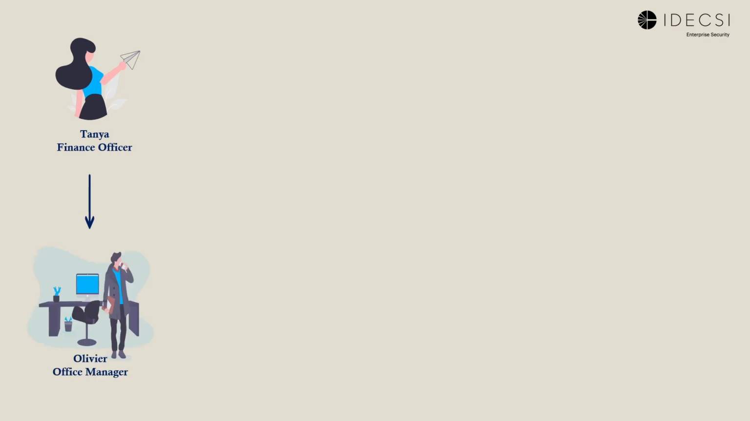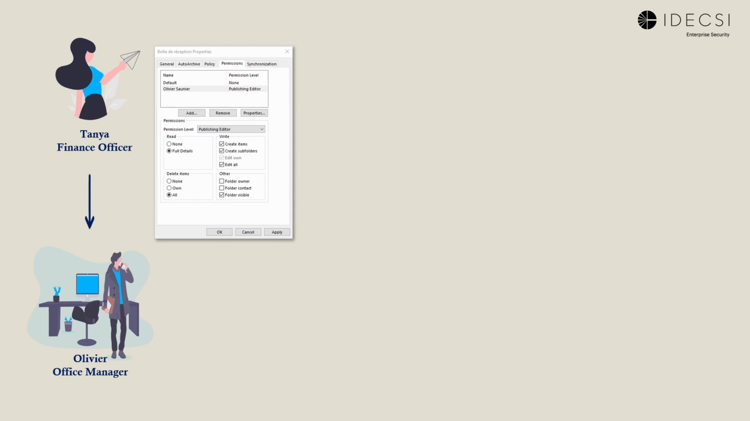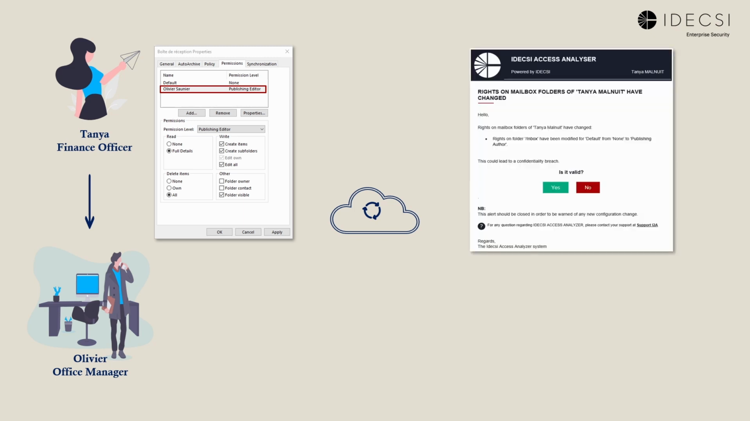Let's take an example of Tanya, who is the finance officer, and a permission is given on her inbox for Olivier, the office manager. The permission given is publishing editor for Olivier. As soon as this configuration change is being processed in the cloud and we receive the logs from Microsoft, we're going to send an alert to Tanya in order to make sure that this permission has been given in a legitimate way. If she denies the fact that she's given such permission, then the SOC team have to investigate further into the expert platform.